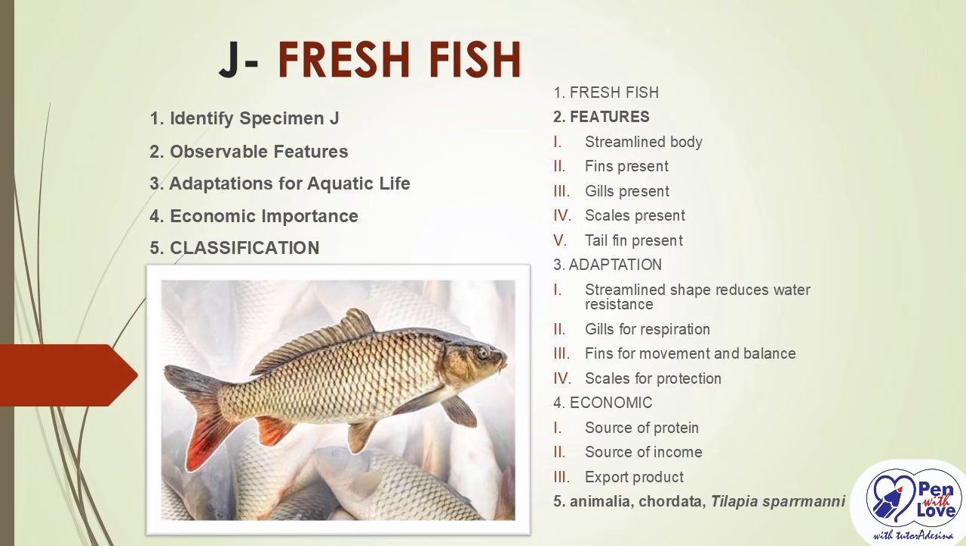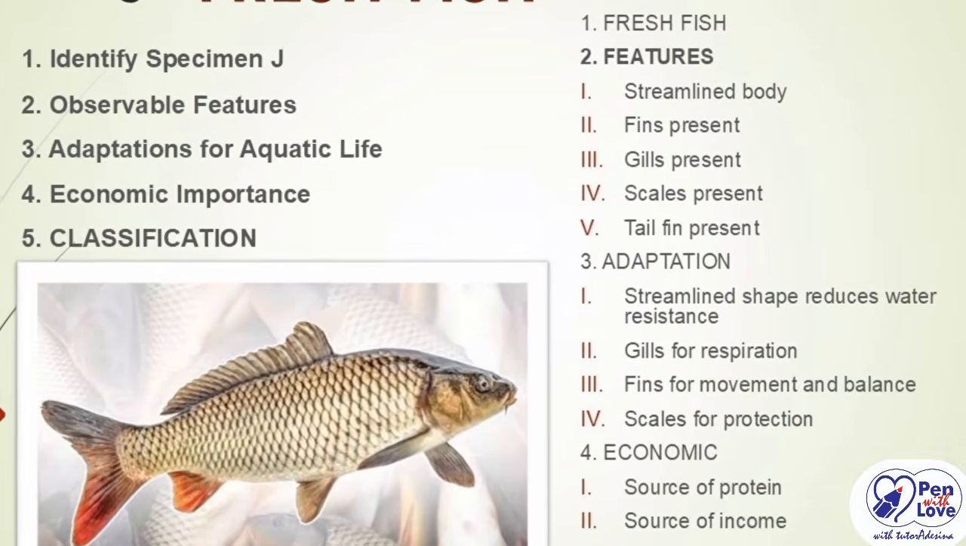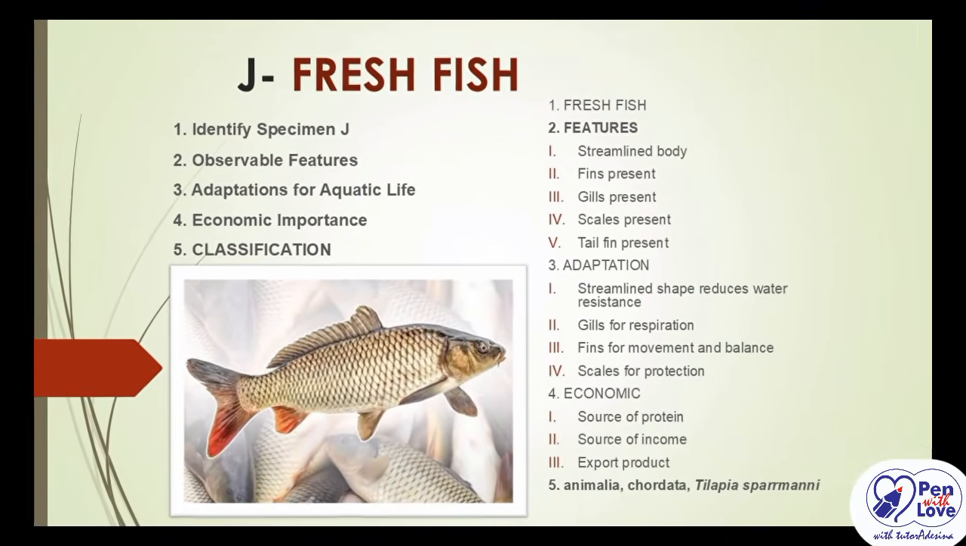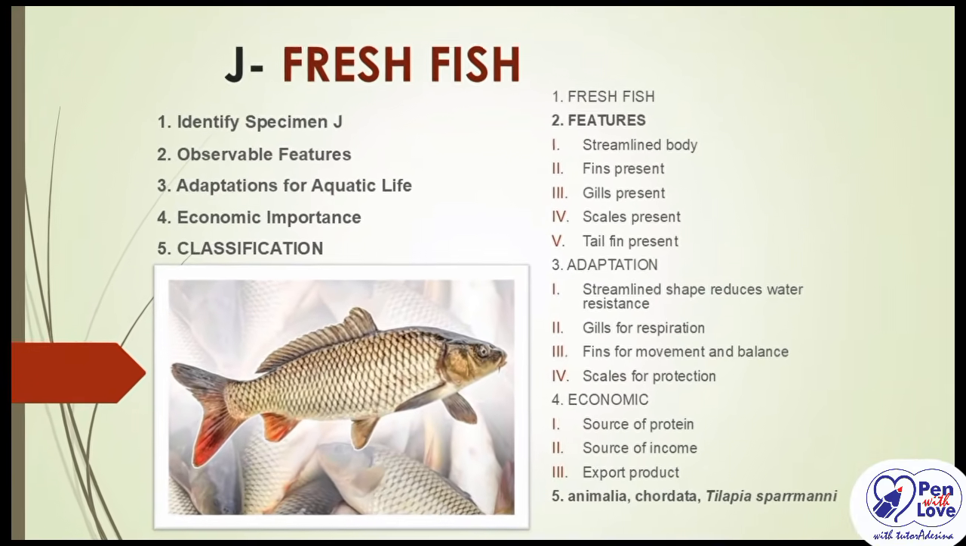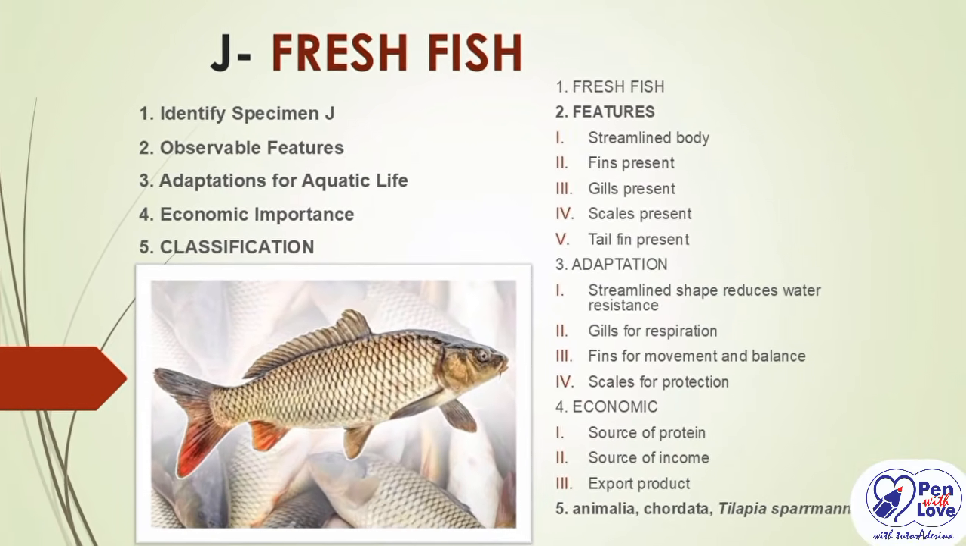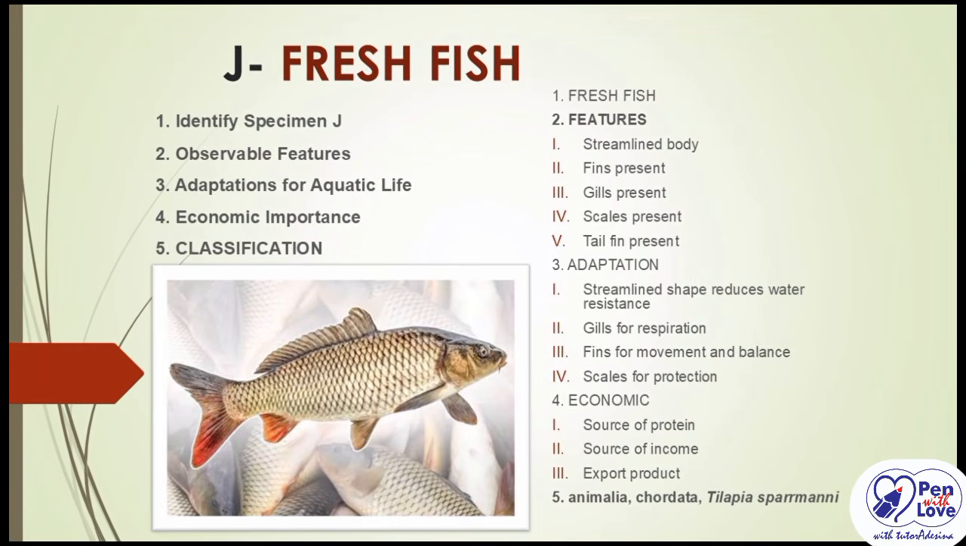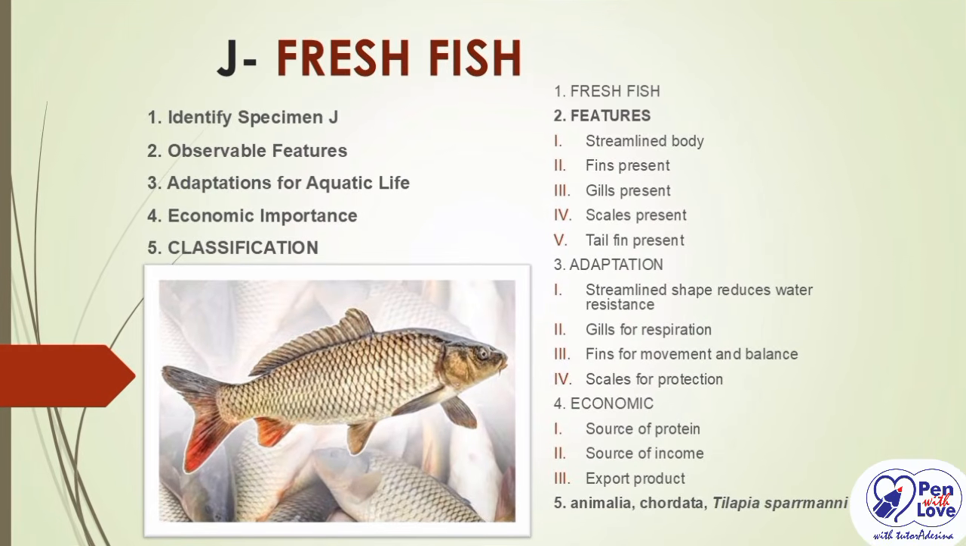Like I told you, what you just need in biology practical is careful observation, and you don't have any problem. Another question they may ask you is adaptation for aquatic life. They can even ask you the habitat of the specimen, and the habitat is aquatic. So what are the adaptive features or adaptations for aquatic life?